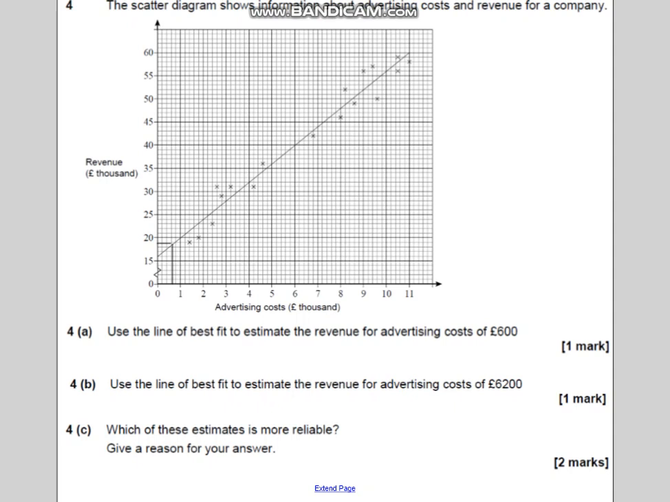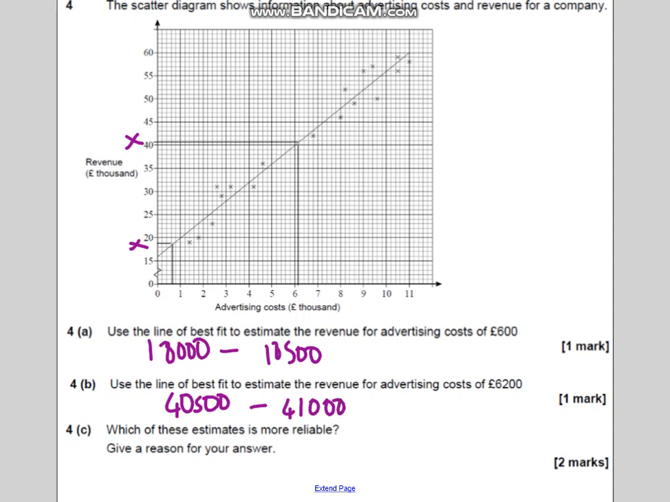I'll write that in a second. If the advertising cost was 6,200, that's here, and so we're going to go up to that line and across there. So the answers that we're going to want to read off are the ones here and here. For this one, we're after anything from 18,000 up to 18,500, inclusive. And for this one, we're looking for anything from 40,500 up to 41,000.